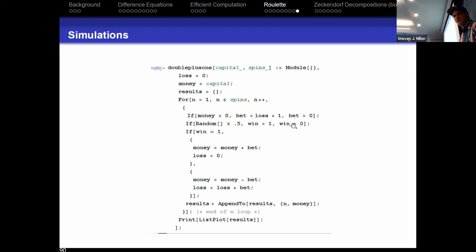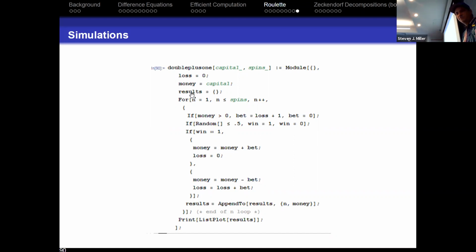And I'm going to choose a random number between 0 and 1. If it's less than 0.5, I'm going to declare myself a winner. And if it's not, I'm going to declare myself a loser. So I'll set win to be 1 or win to be 0. And then if win is 1, I take how much money I had and I add the bet. And now I set loss to 0 because I haven't lost any in the vote. If I lose, then my money is my money minus my bet, and I increase my loss by the bet. And I append the result to a list.